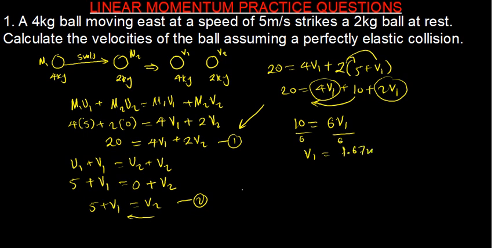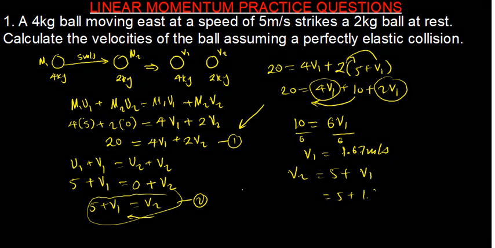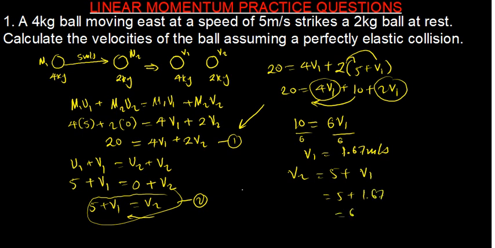How do we find v2? We come to this equation. We know that v2 is equal to 5 plus v1. So that is going to be 5 plus 1.67, which will be 6.67 meters per second. So we've seen that this one, which was at rest, has gained kinetic energy and it has started moving at that velocity. The other one, which was moving, the velocity has reduced from 5 to 1.67.